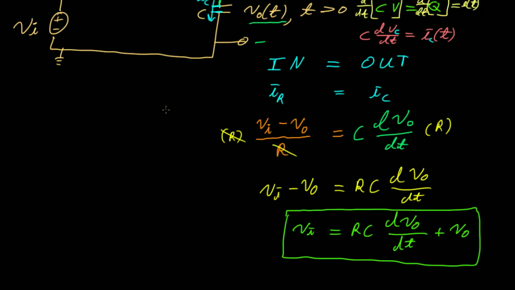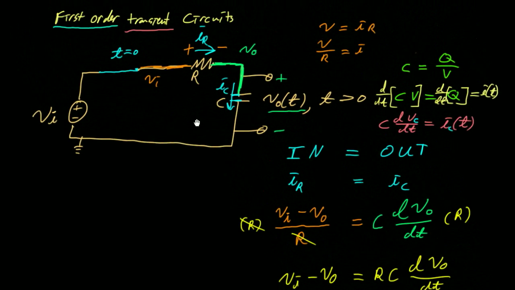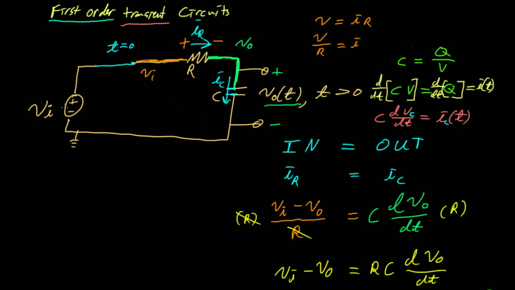Hi, and welcome back. Just a quick review. In the last video, we started with this circuit, and we said it's a first-order transient circuit. We had an input voltage, a resistor R, and a capacitor C, and we also had a switch that was open when we started, and then at time equal to 0, the switch closed, and we wanted to know what the output voltage, the voltage across our capacitor, looks like.